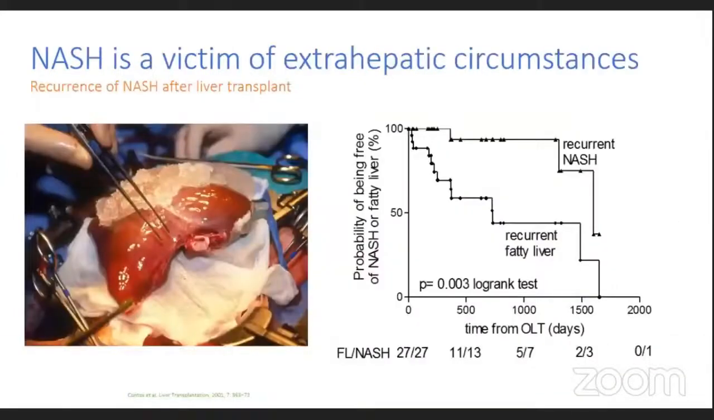The second point I would like to make is that NASH is a victim of extrahepatic circumstances. When we do a liver transplant, we put in a liver that does not have any steatosis in it. But when you follow these over time, as we showed over 20 years ago, virtually all patients develop recurrent steatosis, and the development of steatohepatitis follows.